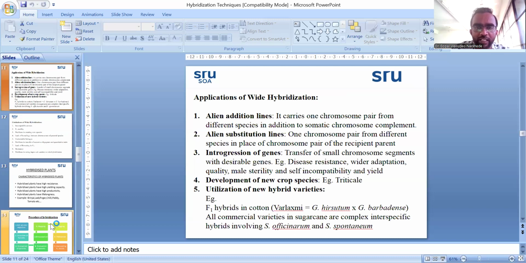What are the applications of wide hybridization? Alien addition line, then alien substitution line, then introgression of genes. As we have already discussed, transfer of different characters from different sources into a particular variety. The characters may be for disease resistance, wide adaptation, quality, male sterility, incompatibility, and complex characters like yield. You can develop new crop species by using wide hybridization. You can utilize commercially available hybrid varieties, which already have desirable characters, for crop improvement. So you can use those F1s to improve your current breeding program.